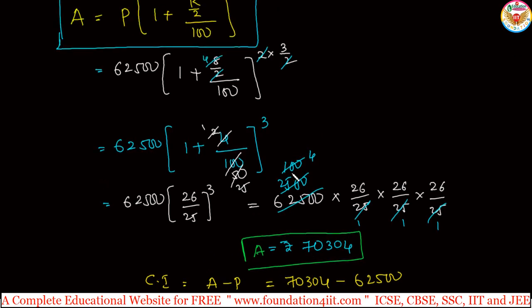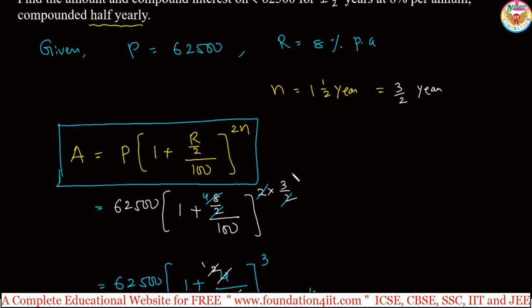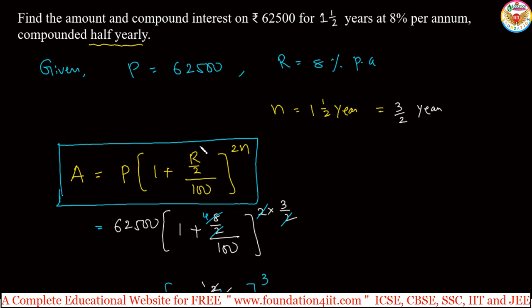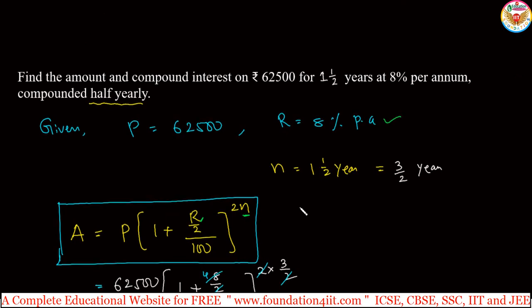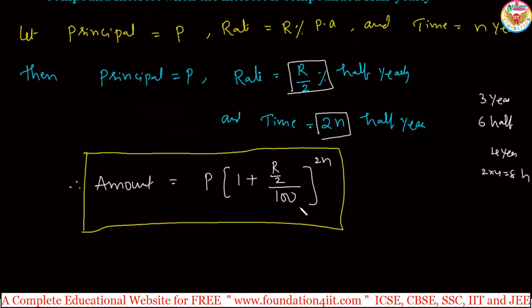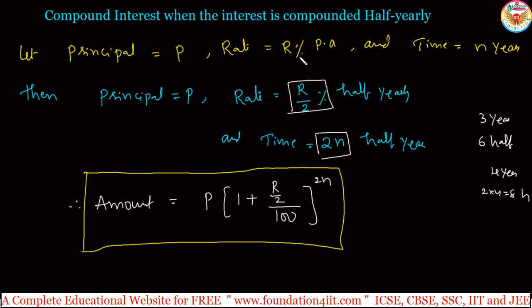The main thing is the formula. No need to worry, it is just the same formula: R by 2 whole to the power 2n. R is the rate of interest per annum only, n is the number of years. After substituting in these places, the next step will be converted into half years. So this is the formula we apply for compound interest when interest is compounded half yearly.